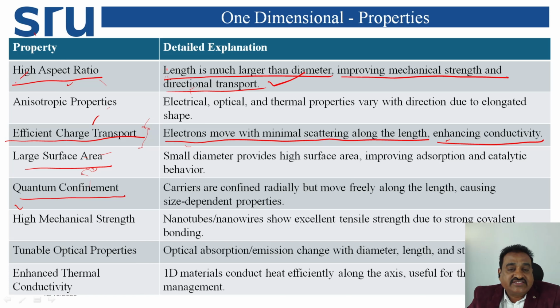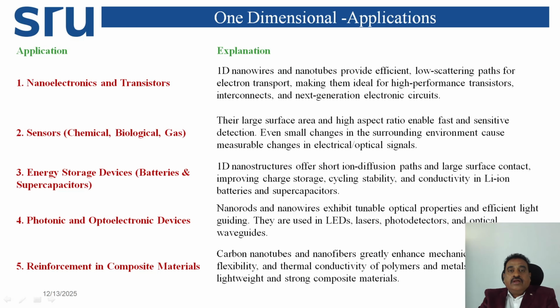Enhanced thermal conductivity: one-dimensional nanomaterials conduct heat efficiently along the axis, useful for thermal management. So, these are the properties of one-dimensional nanomaterials. Coming to one-dimensional nanomaterials applications. The first application: nanoelectronics and transistors.